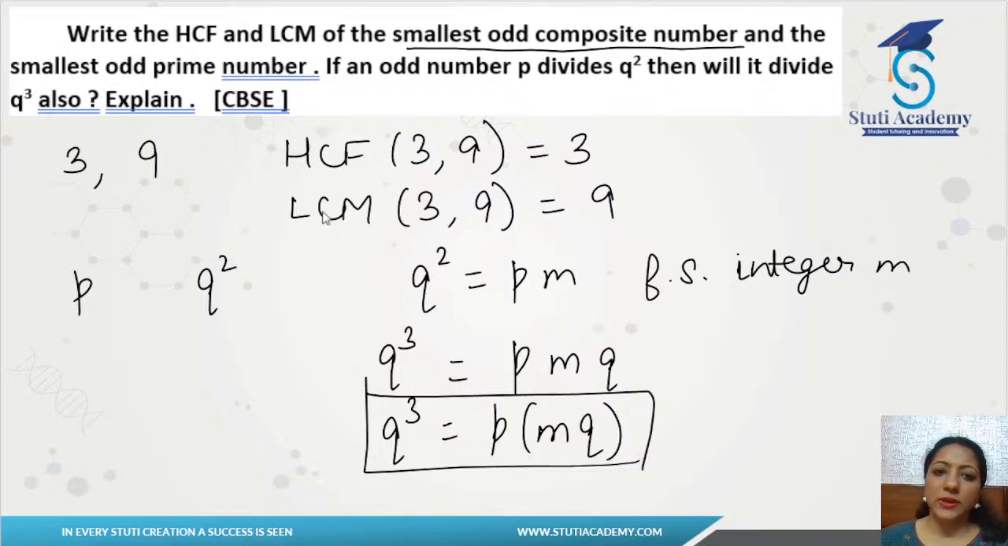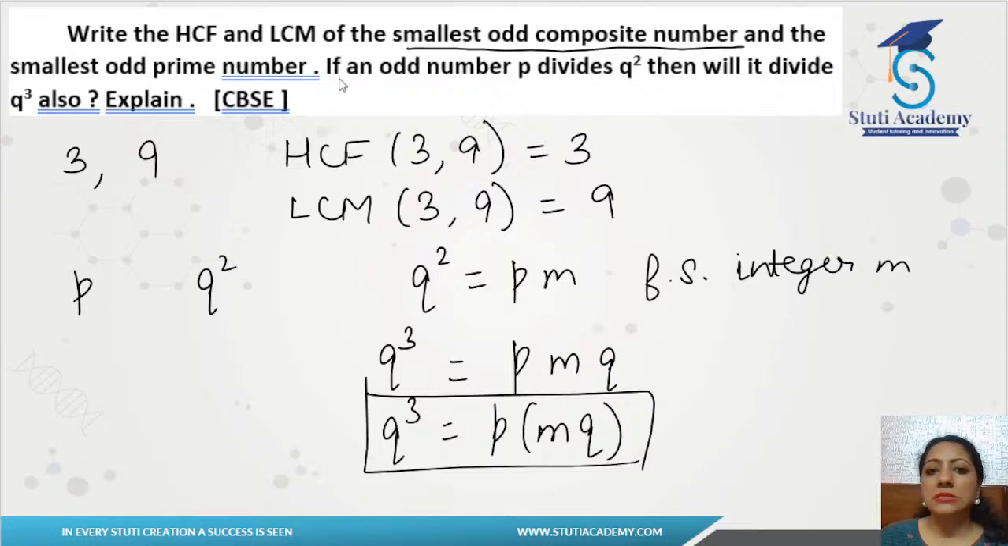Children, I am repeating this question. In the first part we have to write the HCF and LCM of the smallest odd composite number and the smallest odd prime number. Now the smallest odd composite number, we know it's 9 and the smallest odd prime number is 3. The HCF of these two is 3. For the LCM of these two, we know that 9 is a multiple of 3. So the LCM is 9.